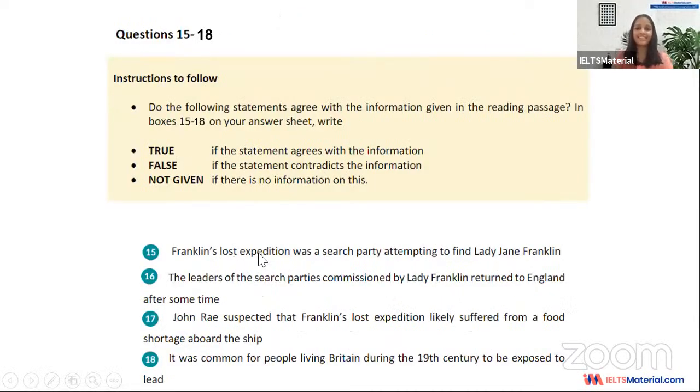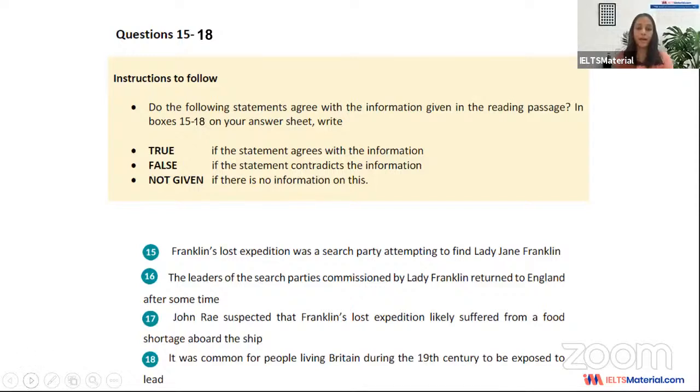Yes, that's right. So since the crew members and John Franklin are missing, it's going to be false. Great attempt. Now let's see the next question. The leaders of the search parties commissioned by Lady Franklin returned to England after some time.